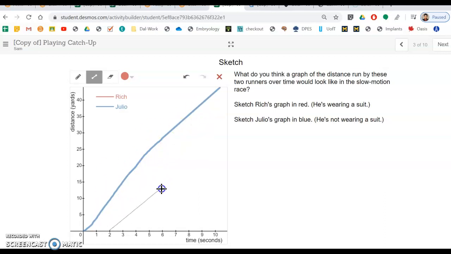I think he was slower, so I'll keep it like this. Since Rick's speed is normal while Julio's speed is half of its original speed, maybe let's keep that like that.